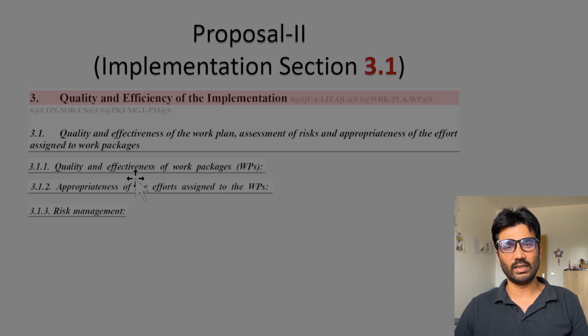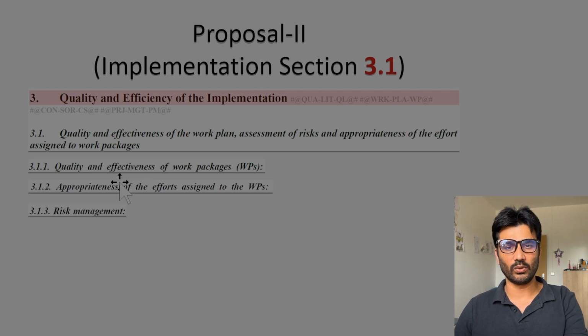And then I give a detail of work packages, like 6 work packages. This was about 3/4 of one page, so I have given a lot of detail on the work packages here. And then I mentioned appropriateness of effort assigned to the work packages. I describe why this work package is given this much time, this much effort, why this is lengthy, why this is short, these kinds of things. And then the risk management. So I divided this into 3 subsections.